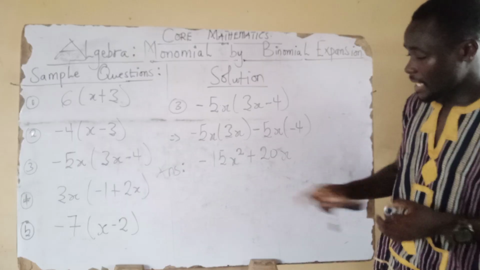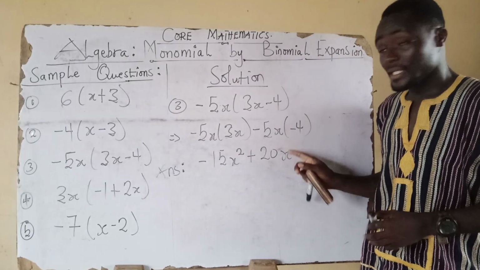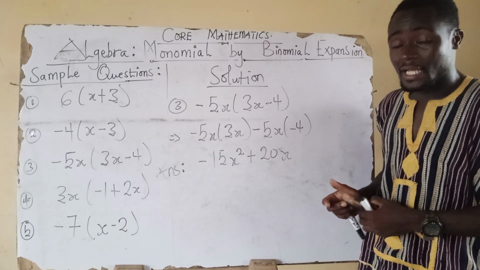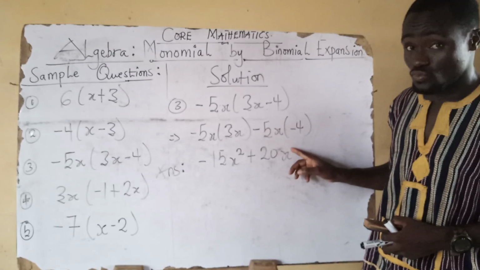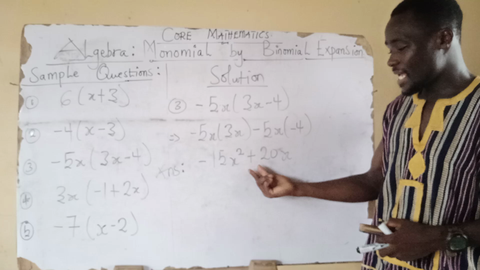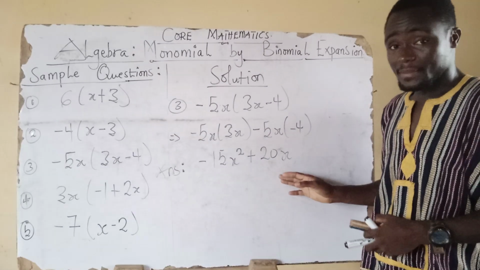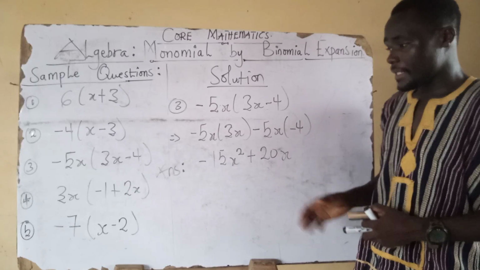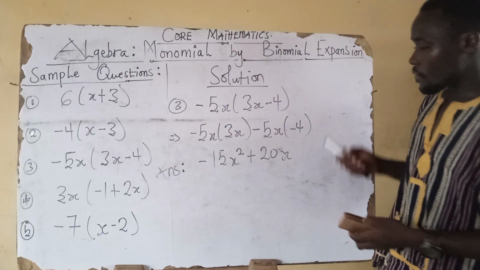Why? Because this one has x squared. Remember, this is x squared and this is x power 1. They are not like terms. They can be like terms only when the power here too is 2. Are you getting me? So -15x squared plus 20x are not like terms. So therefore, this becomes my final answer. Very good. So we solve question number 4.